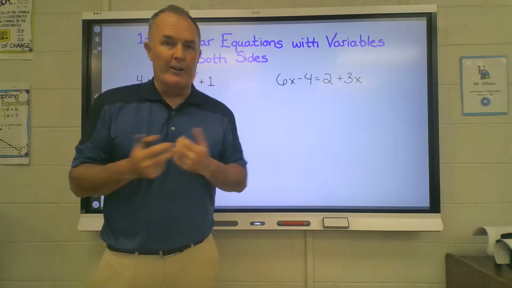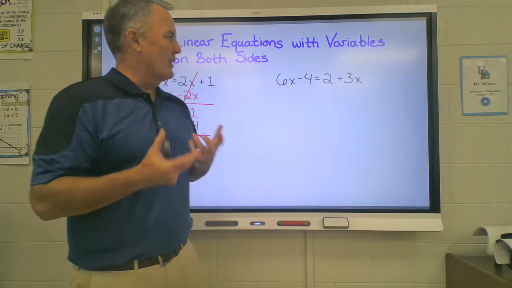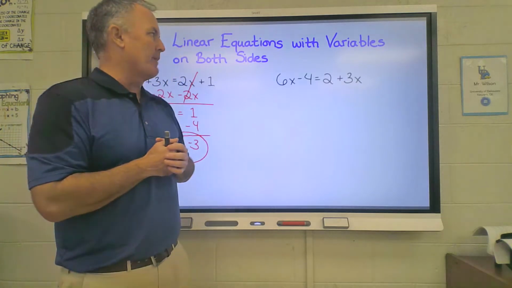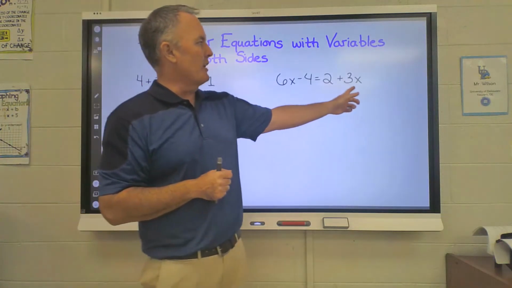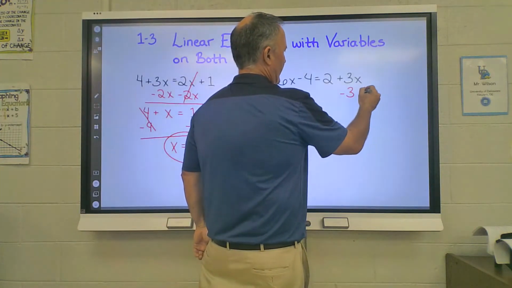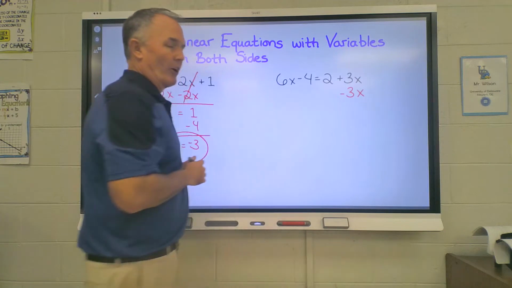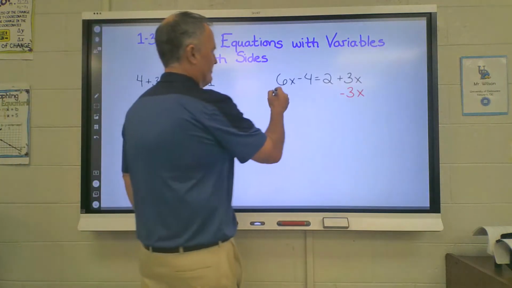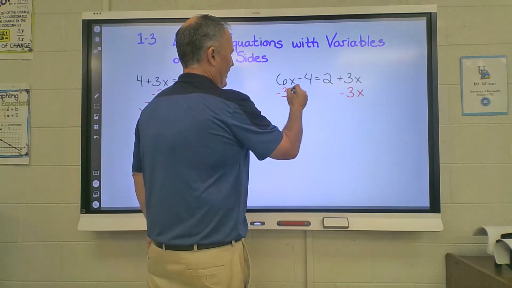All right, over here, I still have variables on both sides. It doesn't matter which way you move them. But I always like to try to have a positive variable whenever I possibly can. So I'm going to subtract 3x from both sides here. Take away the 3x over here. That way I won't have a variable on the right side of the equation. And I got to take a 3x away over here.